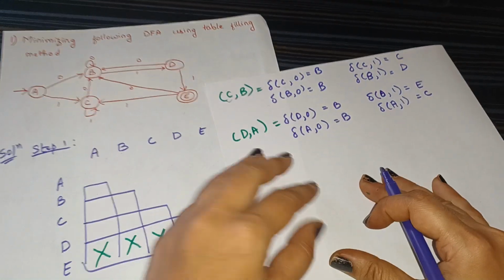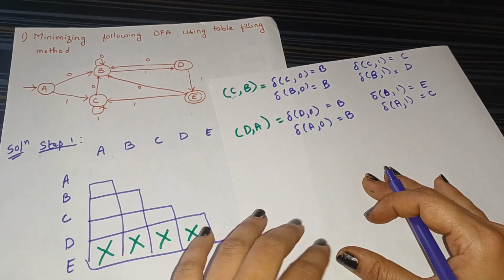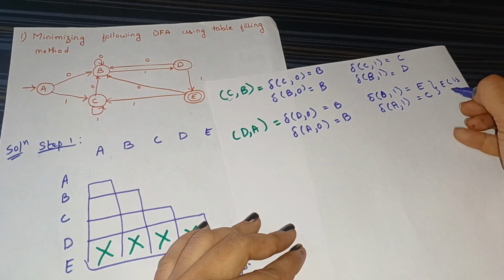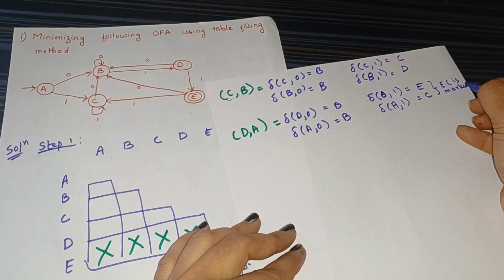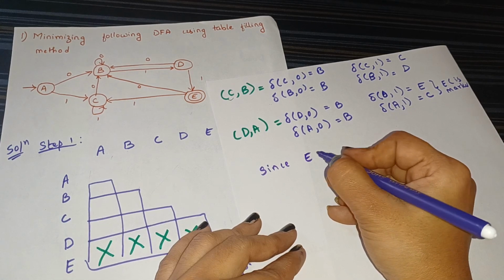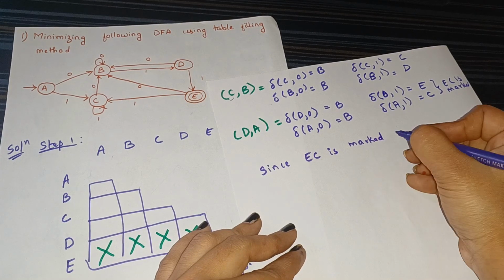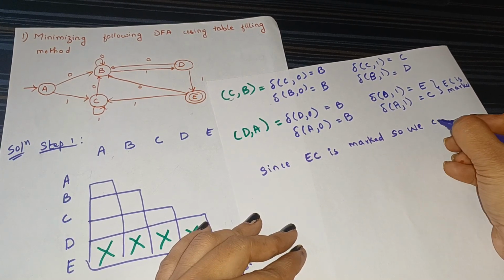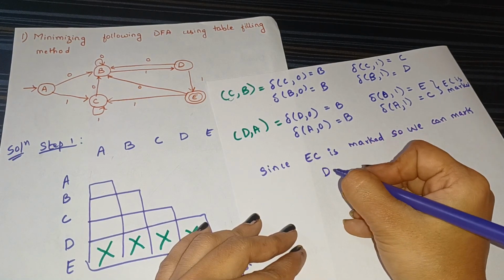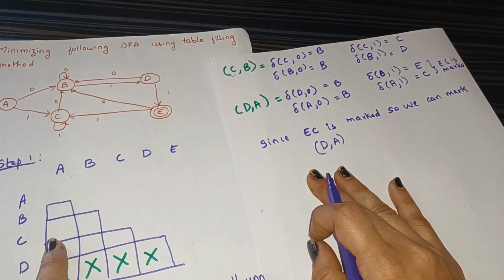Whether EC is marked, we need to check here. EC, it is marked. Since EC is marked, so we can mark D comma A. Okay, so we can mark D comma A here.